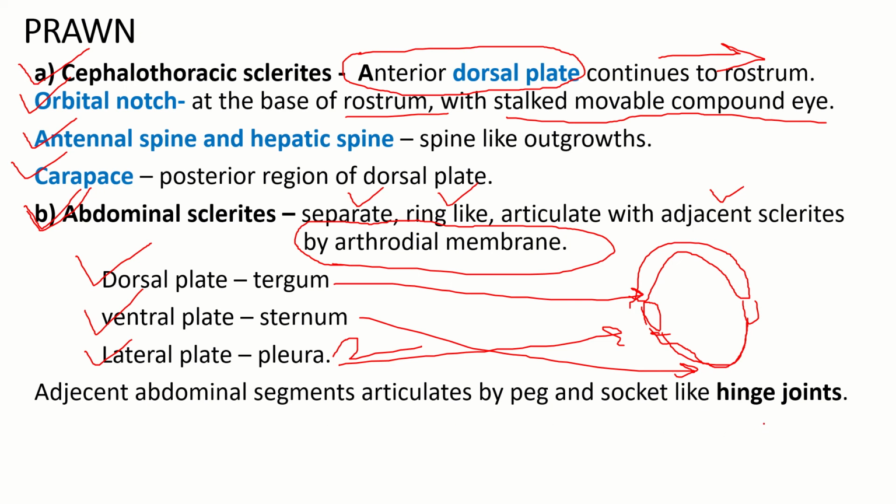Then again there is a particular type of joint, called the hinge joint. Adjacent abdominal segments are articulated by peg and socket like hinge joints. This is all about the external structure, external features, or the morphology of the prawn.